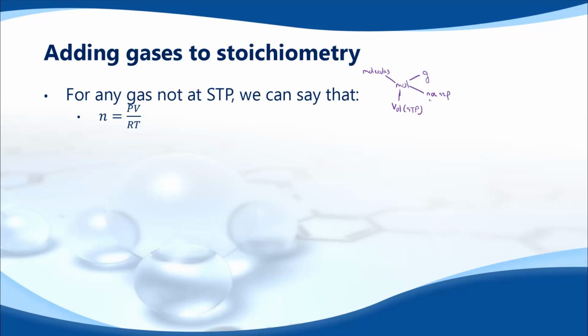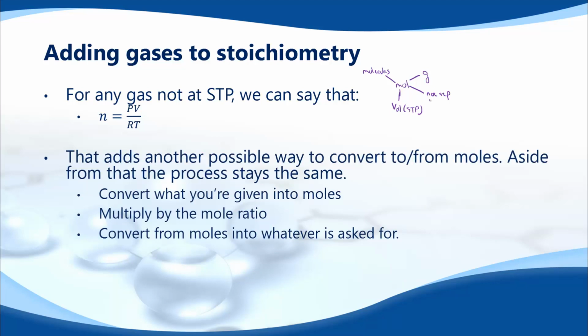But aside from that, the process doesn't change. It's always the same three steps. Convert what you're given into moles using one of these four, multiply by the mole ratio from the equation, and then convert out into whatever the question's asking you based on whichever one you need. Right, so same three steps as always. I'm just giving you another option. So let's try one of these.